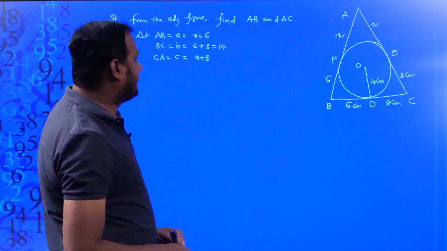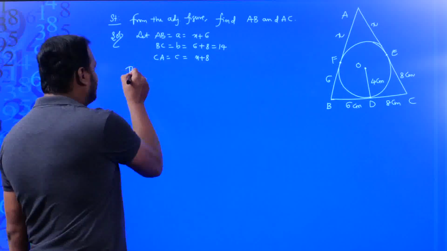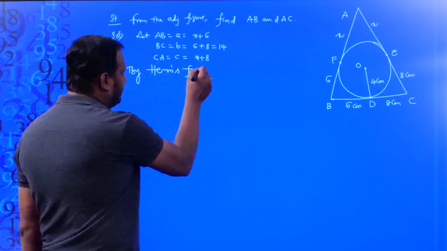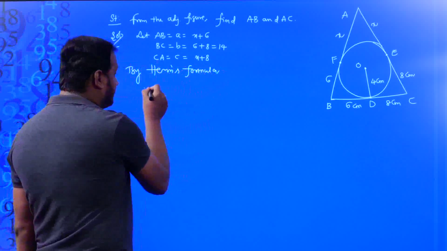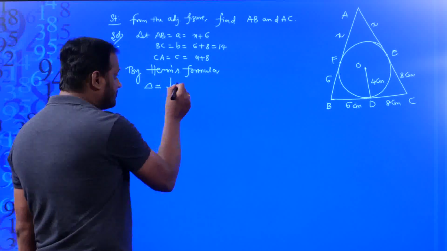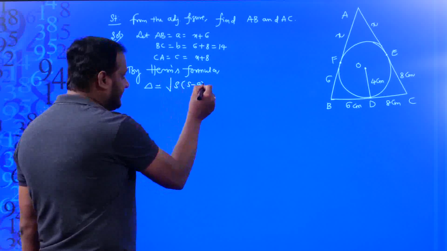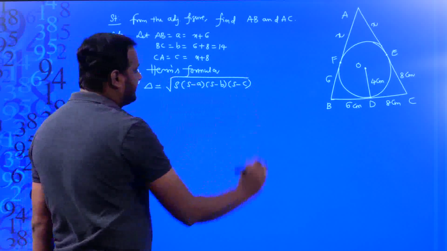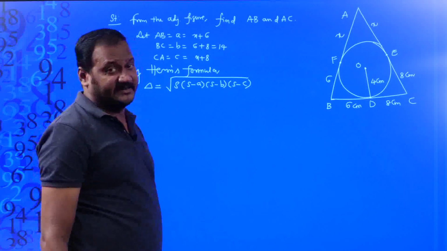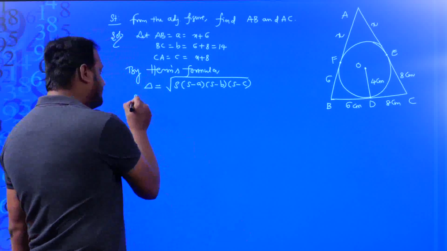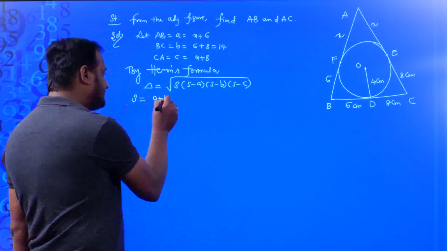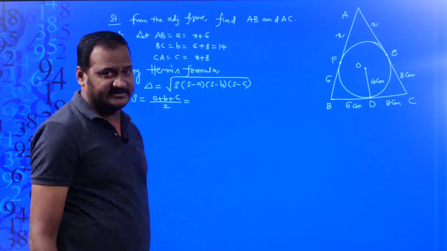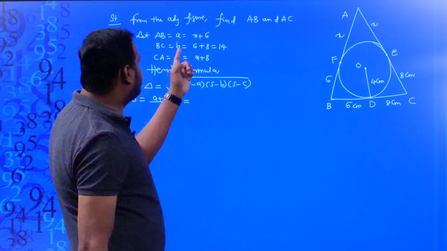So when the three sides are given, what is the formula for the area of a triangle by Heron's formula? Area of triangle equal to square root of s into s minus a into s minus b into s minus c. And what is s here? S is the semi perimeter of the triangle. So how do you find the semi perimeter? S is equal to a plus b plus c, whole divided by 2. Let us find the semi perimeter of the triangle.